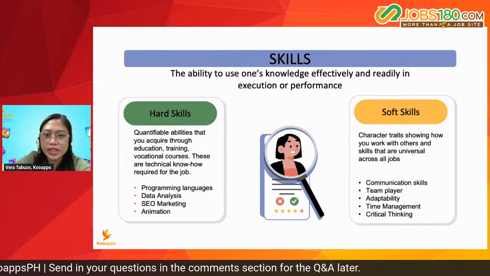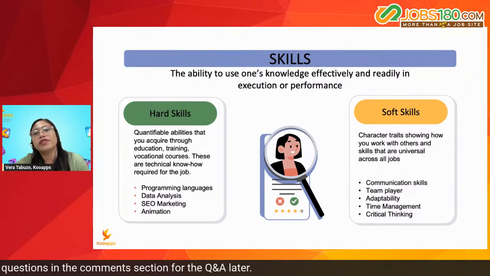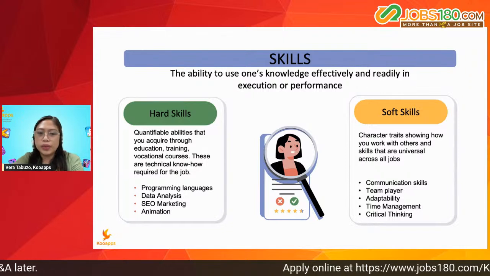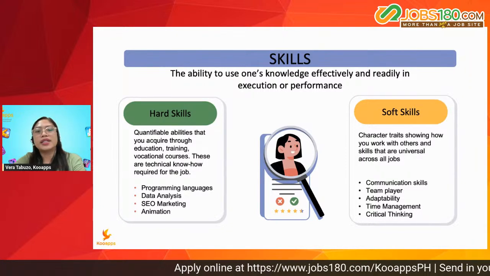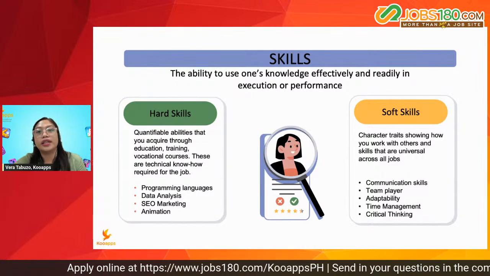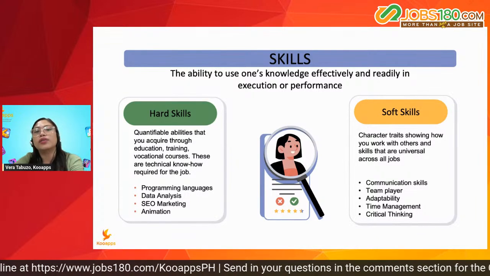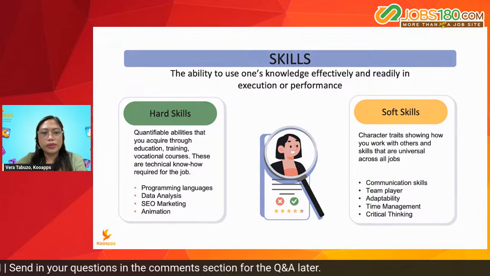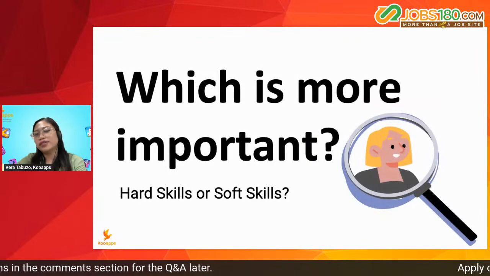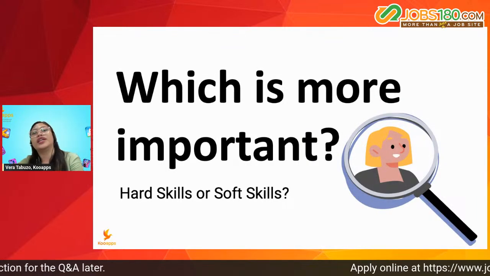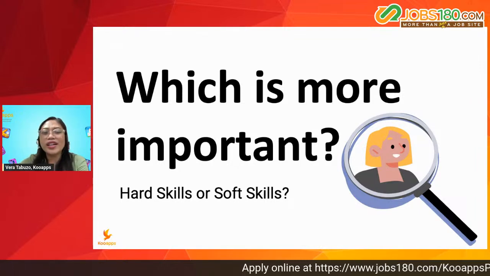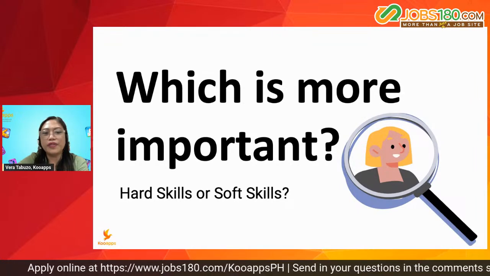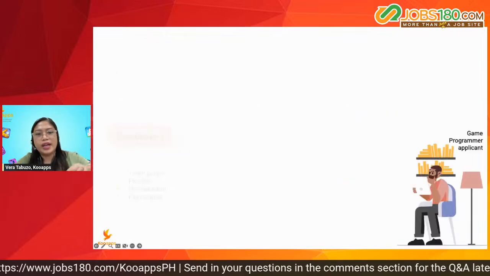So, examples of the soft skills that you can include in your resume: communication skills, being a team player, being adaptable, time management, and critical thinking. There are also other soft skills that you can list down. So you might get to the question, which is more important? Is it the hard skills or the soft skills? Before I answer that, let me first give you an example.